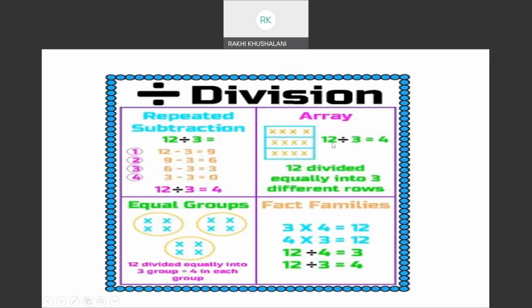See the array here. There are 3 lines in the array. I have explained to you in multiplication also what an array is. So 3 lines, each line has 4 crosses. So 12 divided by 3 gives me 4 crosses in each. Equal groups, packed families. 3 into 4 is 12. 4 into 3 is 12. 12 divided by 4 is 3. 12 divided by 3 is 4.